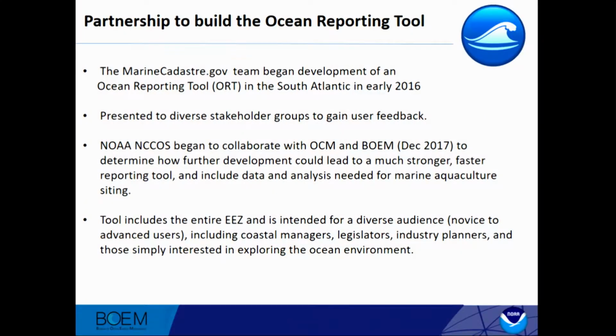So now what we've got and almost ready to release sometime very early in the next year is a reporting tool that includes the entire exclusive economic zone, a whole lot more infographics in it than we started with, and another theme than we had before that's really going to be focused on helping out that aquaculture component.